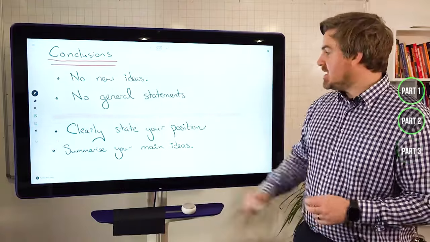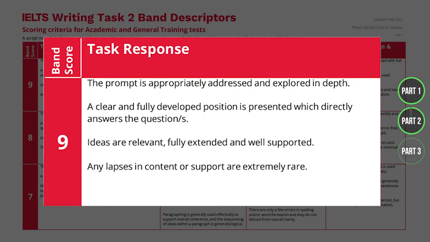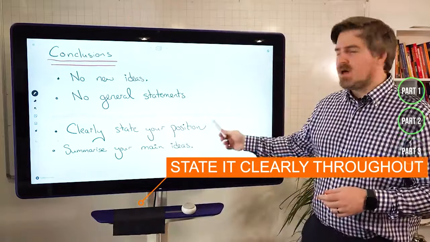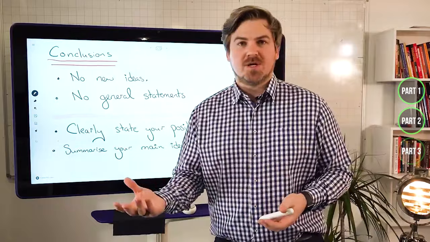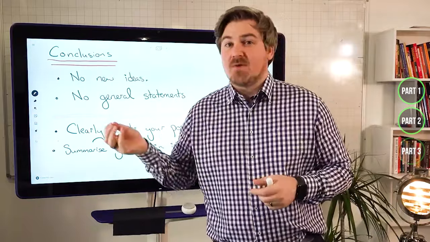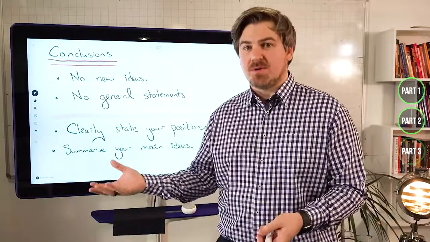So what you should do instead, clearly state your position. Check out the IELTS Writing Task 2 marking criteria. State your position clearly throughout your essay. So it should be in your introduction and your conclusion. A lot of people get confused about this, and a lot of teachers don't teach this because they think it's repeating ideas. You shouldn't be repeating vocabulary. You should try and vary your vocabulary as much as possible.